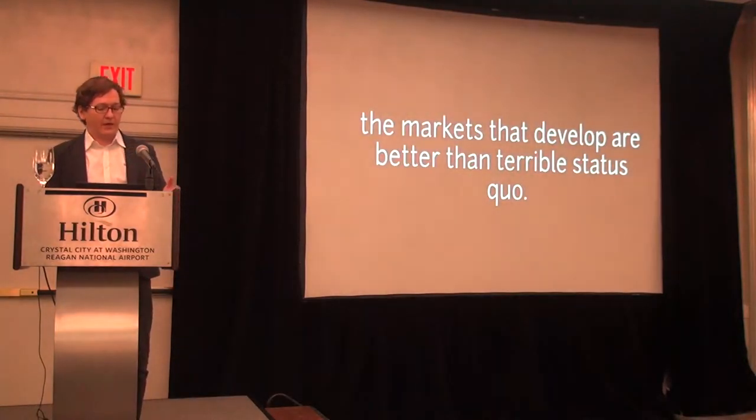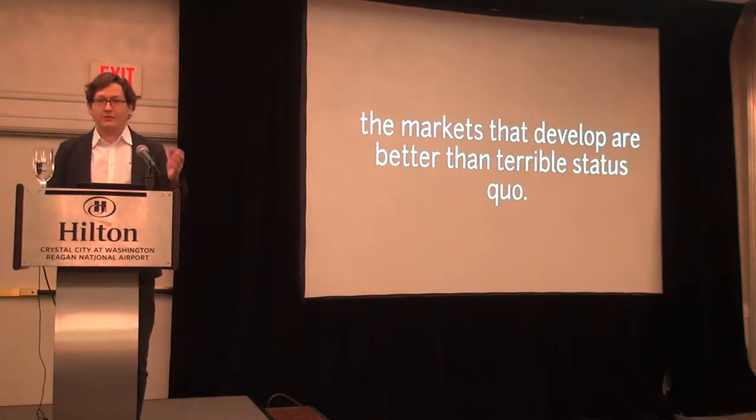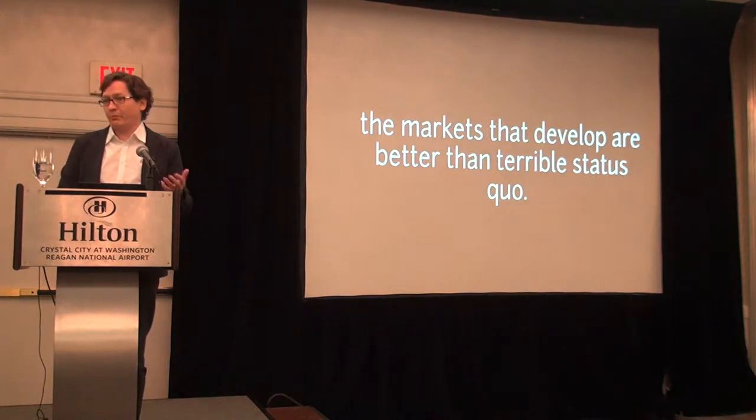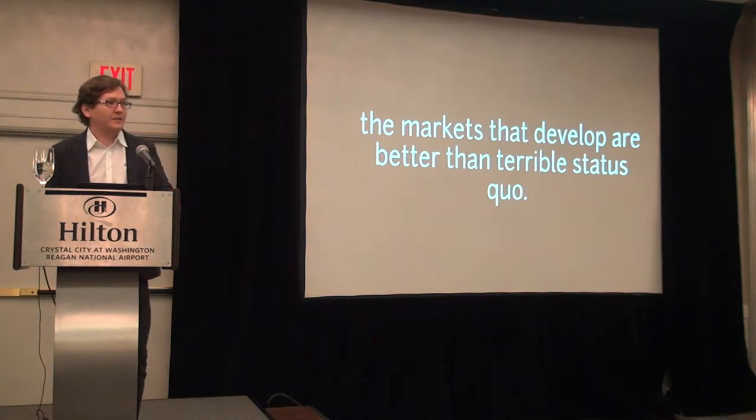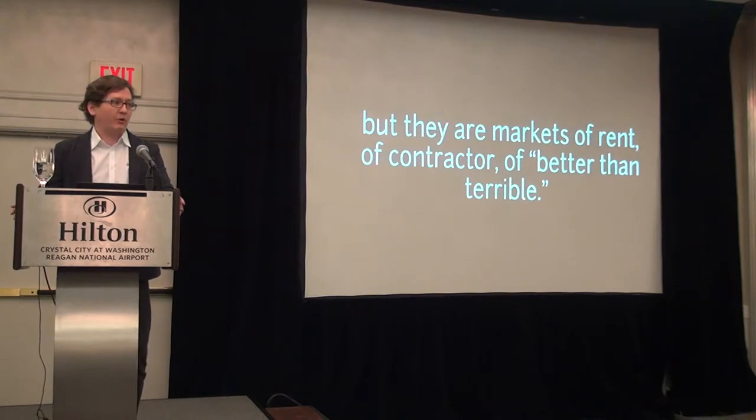Because these are markets that are better than the status quo, because the status quo is terrible, right? In textbooks, the status quo is to print it, and that's terrible. And so a buyer-seller two-sided market in textbooks is better than the status quo, right? But it would be a real shame if our goal was to be better than terrible. That doesn't strike me as a high enough aim.